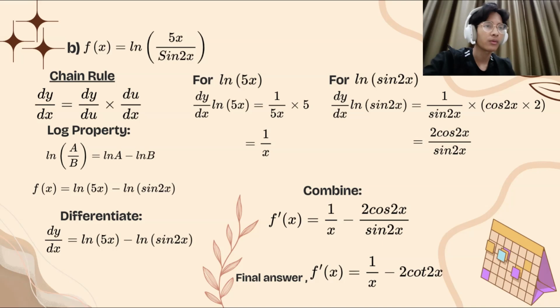And then after that, we combine both of our outcomes, and we get f'(x) equals 1 over x minus 2 cos 2x over sin 2x. To make the answer clearer, we combine cos and sin, and the final answer is f'(x) equals 1 over x minus 2 cot 2x. So that's all from me, and we're going to go to question 3 with my partner Hazim.